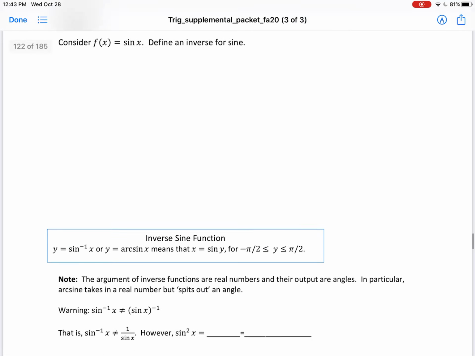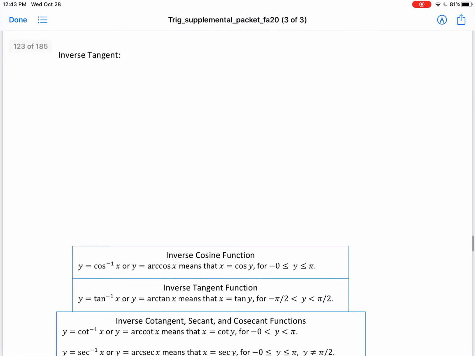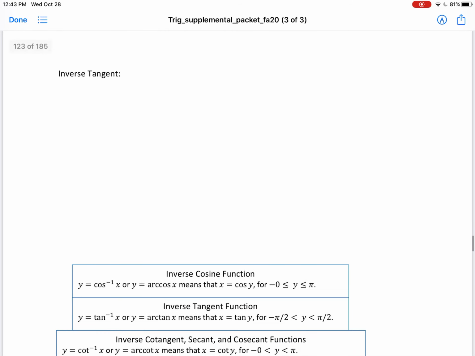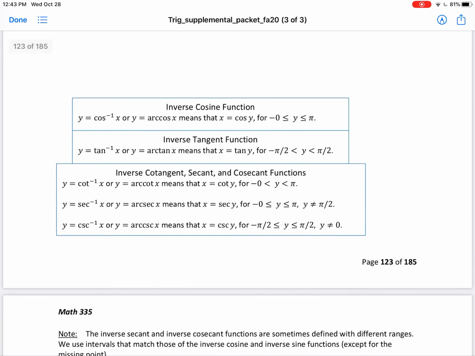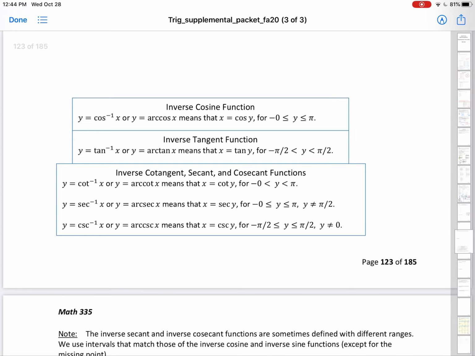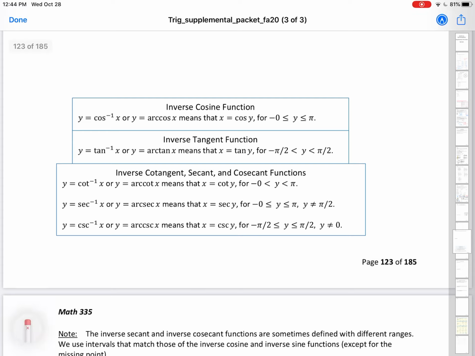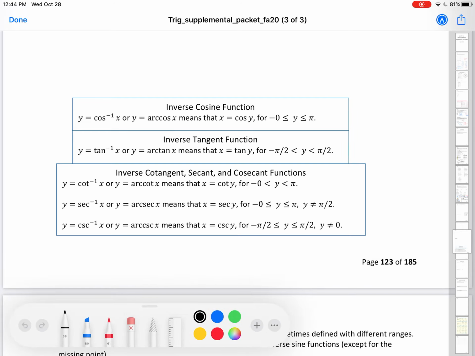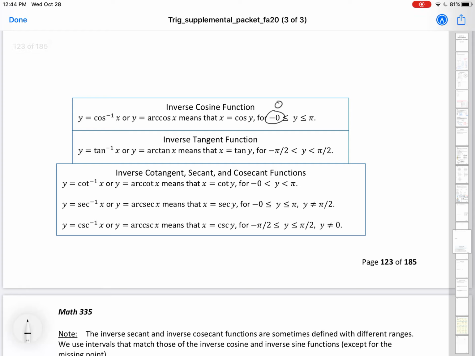Let's get to where we're at. So here's the summary right here, and then we'll end this video. The cosine inverse function spits out values from 0 to pi. The tangent from minus pi over 2 to pi over 2. And then they're going to give us the cotangent. Notice cotangent corresponds to cosine, like I was just mentioning, so it should also be 0 to pi.